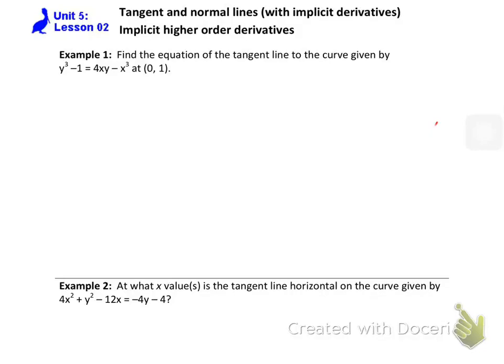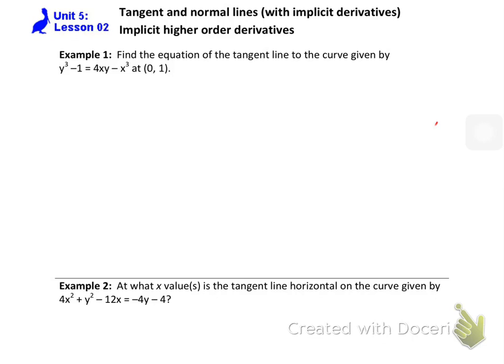Okay, in this lesson we're going to look at some applications of implicit differentiation, and the first one we're going to look at is writing an equation of a tangent line at a certain point. And since this is going to involve taking the derivative of y and x with respect to x, we're going to end up with an equation of a line.